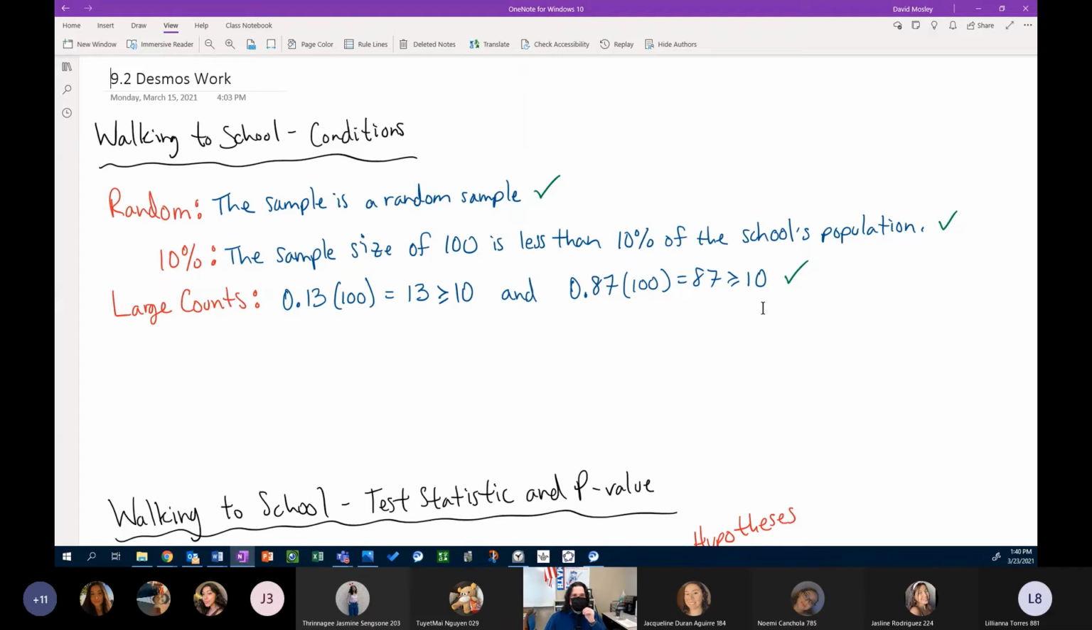These things have to be checked to allow us to do the type of inference we'll see next, right? Our Z statistic, as we'll call it. All right, is there anything I can clarify about this first example?